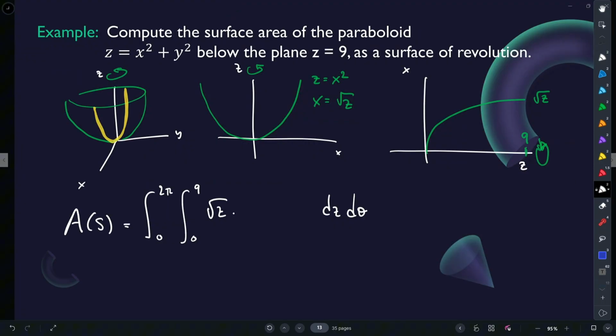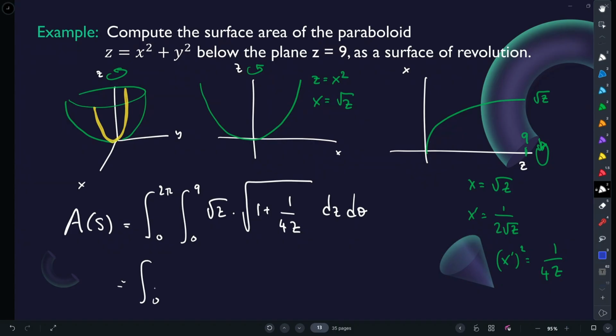So what is the function itself? x is the square root of z. So the derivative of that function is 1 over 2 the square root of z. So the square of that is 1 over 4z. So what I get inside is 1 plus 1 over 4z. Okay? I can combine these two square roots into one. This is the integral from 0 to 2 pi, integral from 0 to 9 of the square root of z plus 1 over 4 dz d theta.